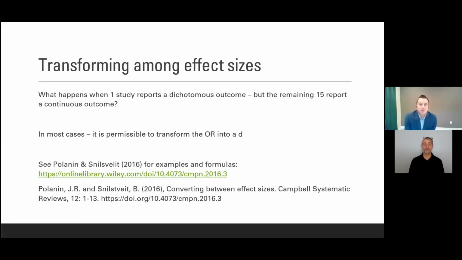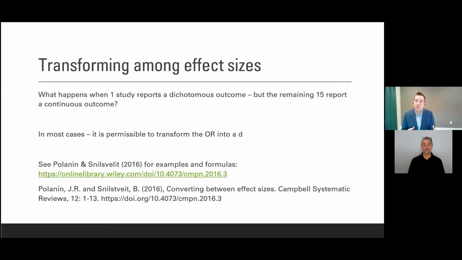The last thing I'll say before moving over to the R programming is that it's quite common that within your set of studies included in your meta-analysis, a few of them have a dichotomous or binary outcome, and the rest have a continuous outcome. So a common question is, is it permissible to transform the odds ratio into a d or vice versa? And typically the simple answer is yes, you can do that.